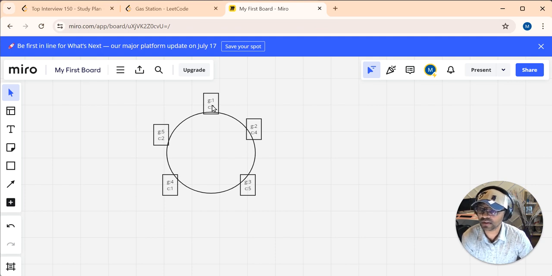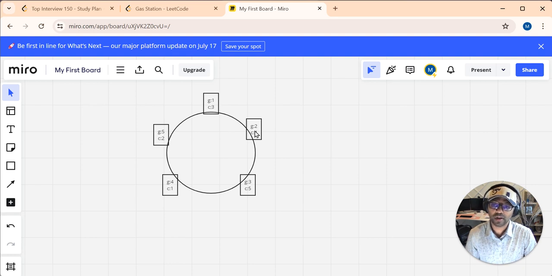So what they're saying is, if we start from here, it doesn't work, because right away we start with the gas tank empty, so we will only be able to fill 1 gallon, but it costs us 3 gallons to reach the next gas station.